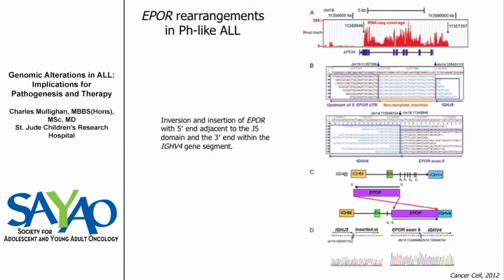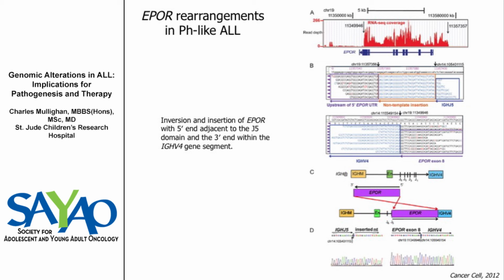So I just wanted to show one example of how informative and elegant the genomic data can be, and that is to spend a couple of slides on the rearrangements of the EPO locus in ALL. So we identified one case with what appeared to be an EPO rearrangement in our first study from RNA sequencing, with the top panel showing the marked overexpression from digital gene expression across the EPO locus.